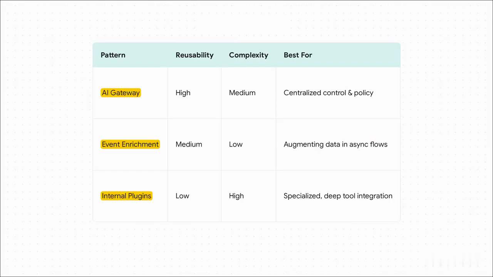Now, this table really lays out the trade-offs, and it's super important to understand. Look at the AI gateway on top. It gives you fantastic reusability, but yeah, it's a bit more complex to set up. Then, all the way at the other end, you have internal plugins. They're not very reusable, but they are perfect when you need a highly specialized, deep integration for one specific tool. And sitting right there in the middle is event enrichment, a really simple, low-complexity way to just add a little AI magic to your existing asynchronous data flows. The big lesson here is that there's no single best answer. You've got to consciously match the pattern to what you need most, control or specialization.